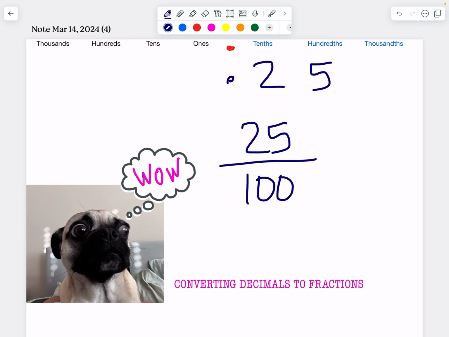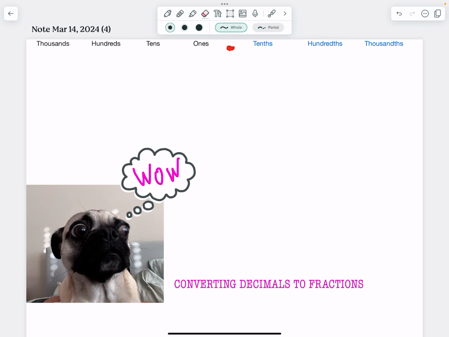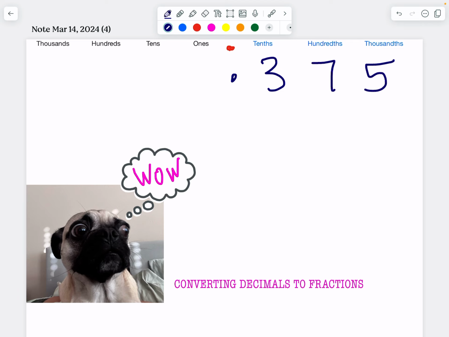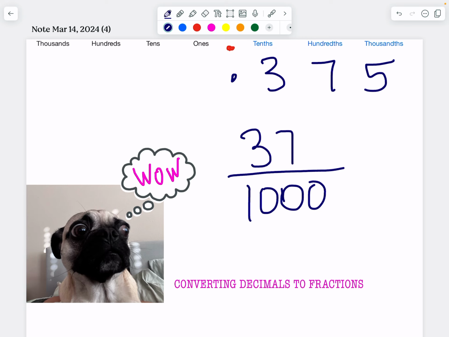Okay, let's add something else to that. Now we have our decimal up there. Now our last part is in the thousandths column. So 1,000 will be our denominator, and then we'll have 375 over that, making it 375 thousandths.